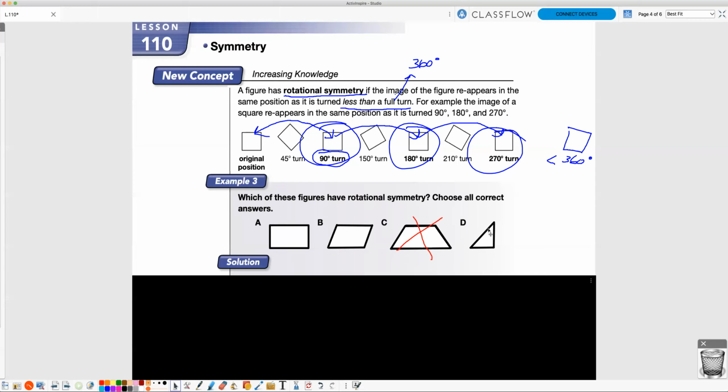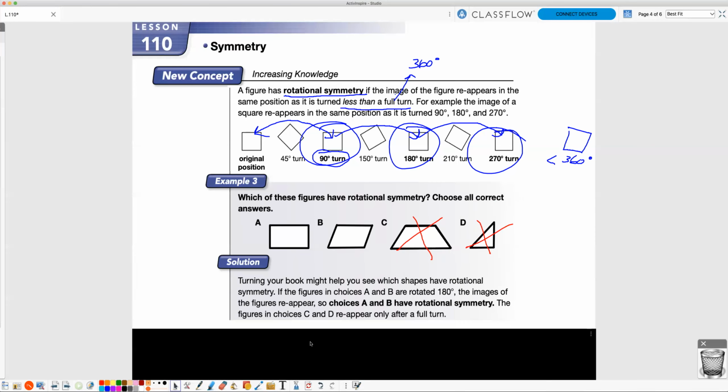And if I look at the last one, this triangle, right triangle, rotating it. If I rotate it, it looks like I have to go all the way back. So I have to move all the way around 360 degrees before it finally gets back to its original position. So that means that one does not have rotational symmetry either. It has to be able to happen before you do 360 degrees. So choices A and B do have rotational symmetry, and choices C and D only appear or reappear after a full 360. So that means they do not have rotational symmetry.